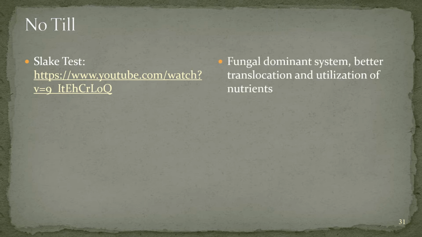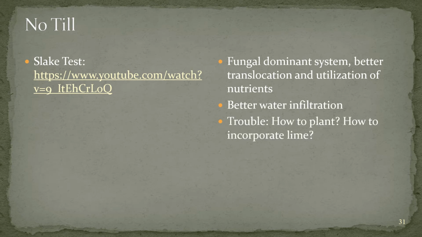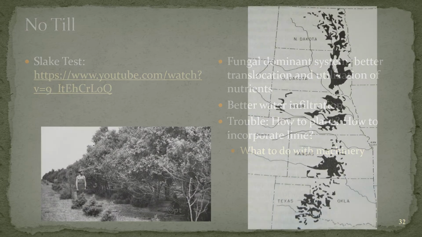It's amazing. Ultimately, we have a fungal dominant system with better translocation and utilization of nutrients because of no-till. We have better water infiltration with no-till. But the troubles that we have with no-till are we still have issues with planting and how to incorporate lime without tilling, and what to do with old machinery, especially if we're still making payments on it.